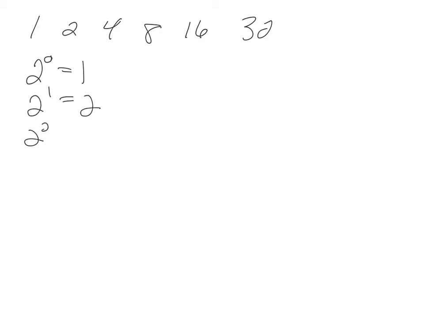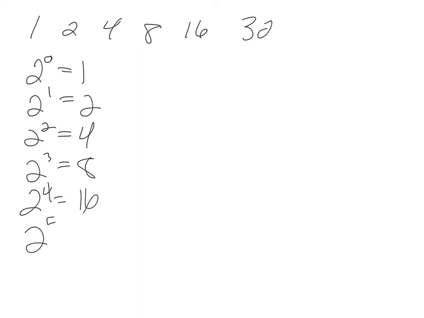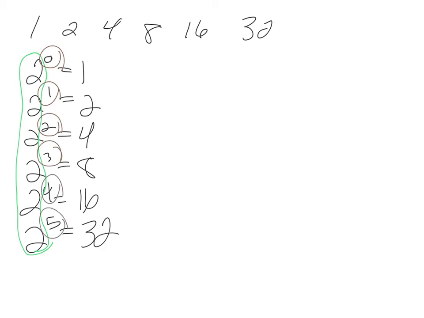Let's just do that. 1, 2, 4, 8, 16, 32. I know that 2 raised to the 0 power is 1. First power, second power, third power, fourth power, and fifth power. Okay, let's see our pattern here. If I see all of these are the same, right? And then 0, 1, 2, 3, 4, 5.